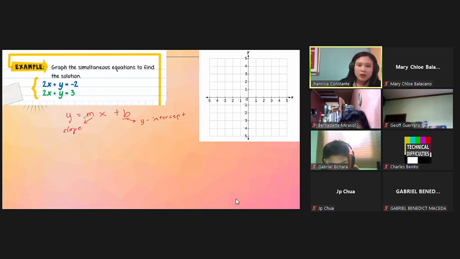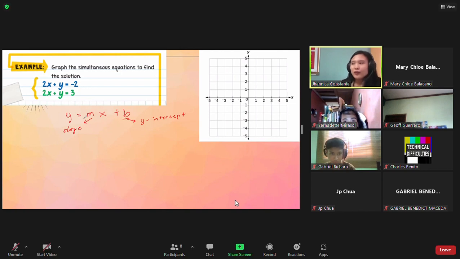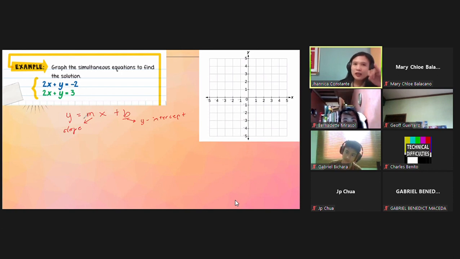So rewriting from standard form into slope-intercept form, we can determine the number of solutions we're going to have from the set of functions. We have three types of solution that we can have for simultaneous equations: the one solution, the no solution, and the infinite solution.